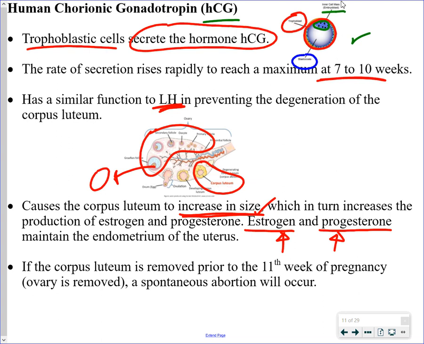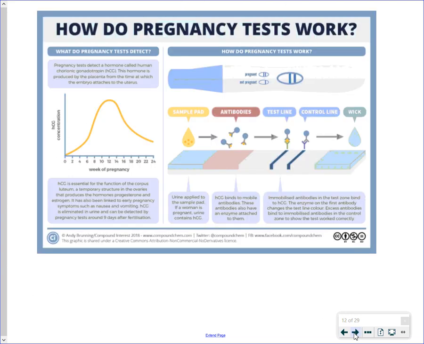If for some reason the ovaries or the corpus luteum are removed prior to about the 11th week into the pregnancy, then there will not be enough estrogen and progesterone produced to maintain the endometrial lining, and the endometrial lining will be shed along with the implanted embryo. That will lead to, as I have here, a spontaneous abortion.